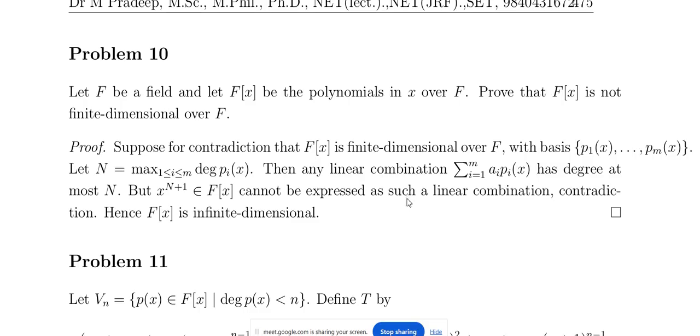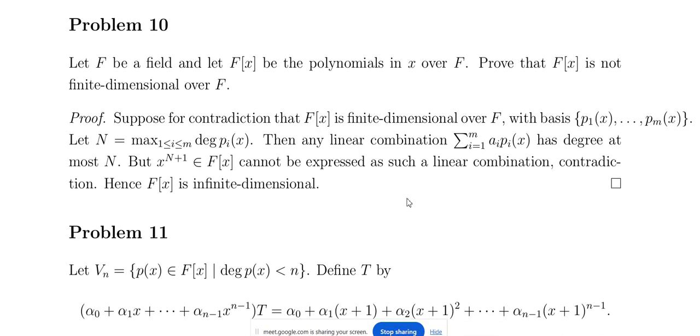F be a field, let F of x be the polynomials in x over F. Then F of x is not finite dimensional over F. Suppose, for contradiction, F of x is finite dimensional over F. What is the meaning? That is, with a basis p1 of x, p2 of x, up to pm of x, let capital N equal the maximum of the degrees of pi of x.